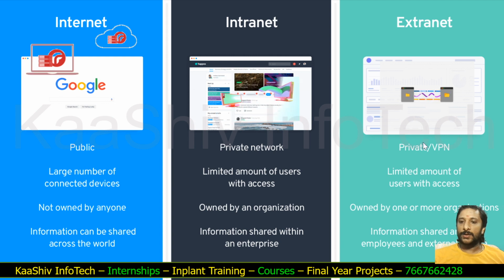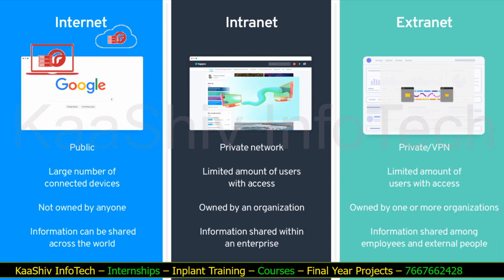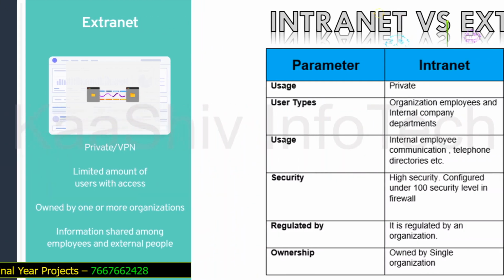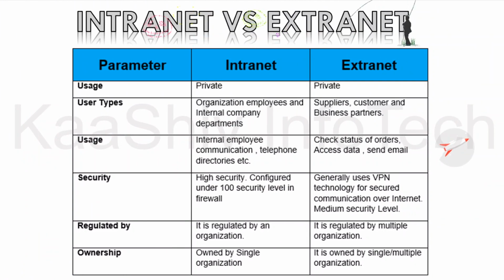So you've got your private VPN, with a limited number of users to access, owned by one or more organizations. Information is shared among the employees and the external people, maybe my client. So inside the environment is the intranet, with my friend it is the extranet, and with everyone, that is the internet. This is how your segregations are. And here are the differences between the intranet and the extranet.